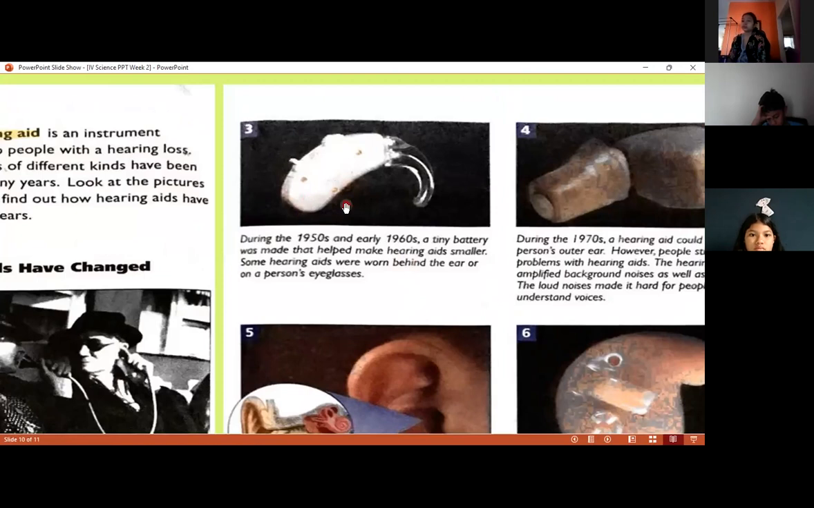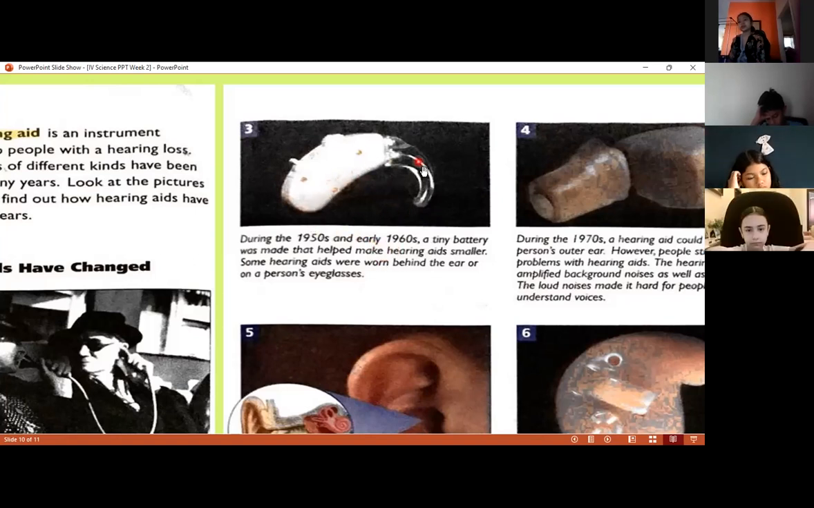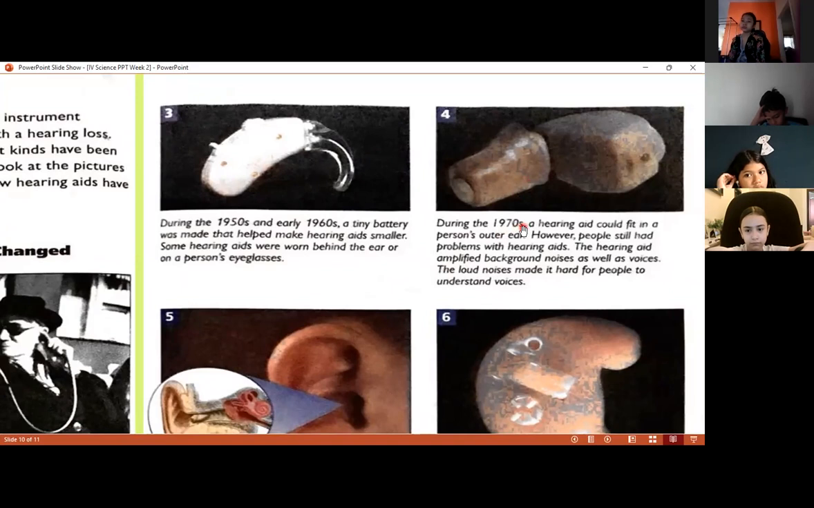During the 1950s and the 60s, a tiny battery was made that helped make hearing aids smaller. They look now like this, not like a tube. At the beginning, it was like a tube. Now they were smaller and they weren't behind the ear of another person, or eyeglasses. You see them, it looks like that. It's nowadays. Then in the 70s, a hearing aid could fit in a person's outer ear, like this.